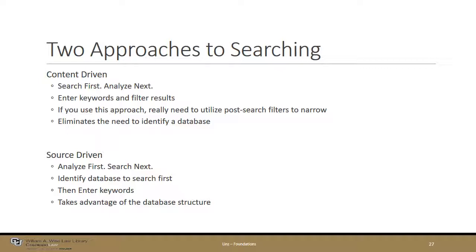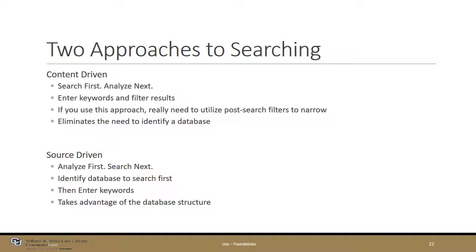So there really are two approaches to searching online databases. One is a content-driven approach, and the other is a source-driven approach. By content-driven, what we mean is that we're less concerned with the database that we're searching for the information in, and more concerned about running the search and then sorting through the resulting document set to find the relevant document. So we search first and we analyze next, right?